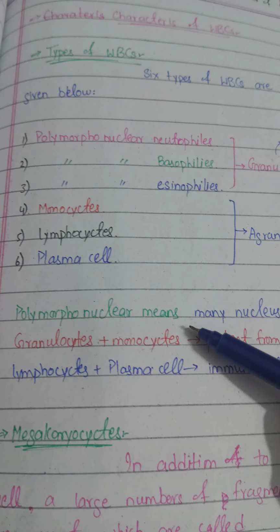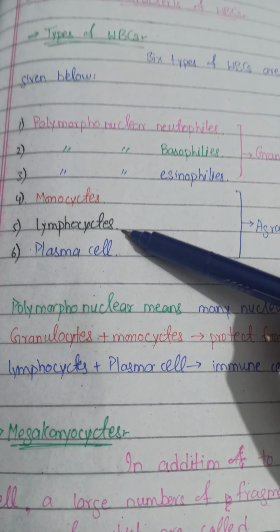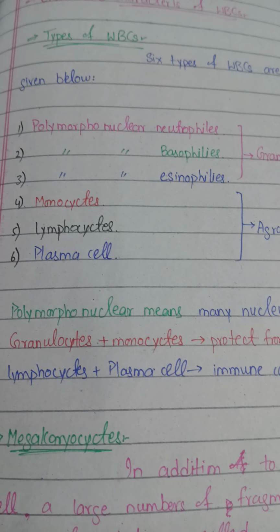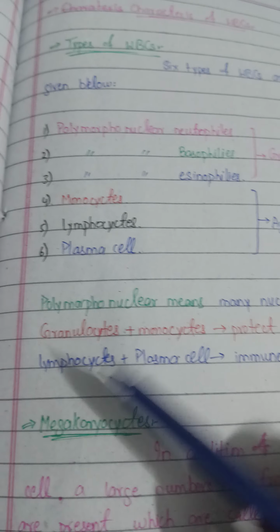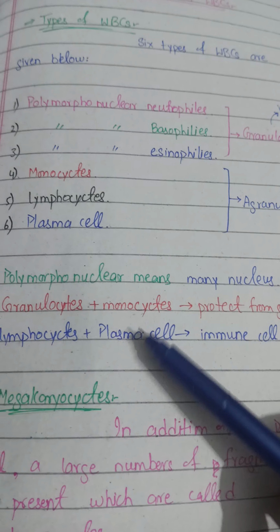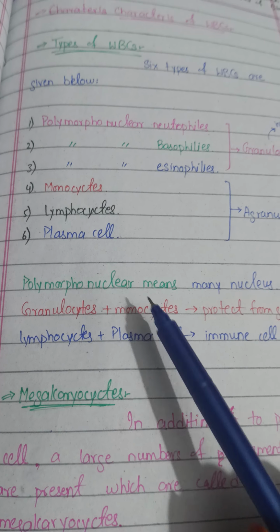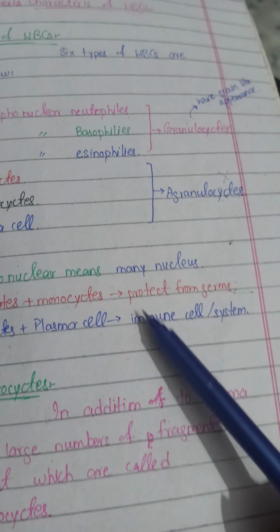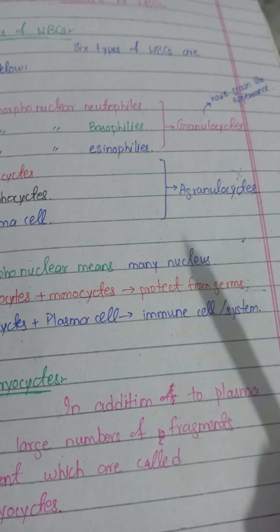Okay, now monocytes, lymphocytes, and plasma cells don't have many nuclei like neutrophils, basophils, and eosinophils, so they are quite different from them. And then we discussed the granulocytes and monocytes. Granulocytes are all these, and this is the monocyte. What is their function? They protect us from various germs and foreign substances that enter our body.